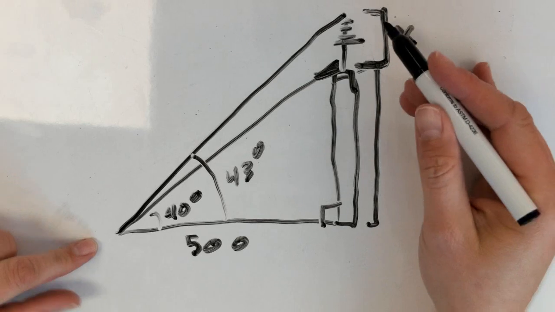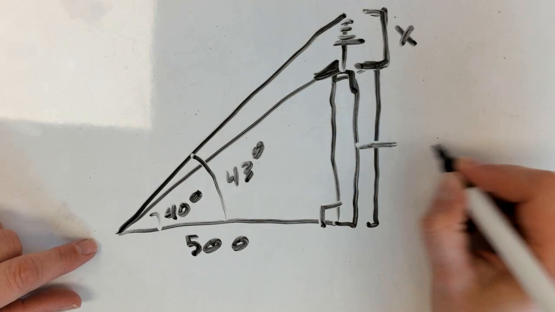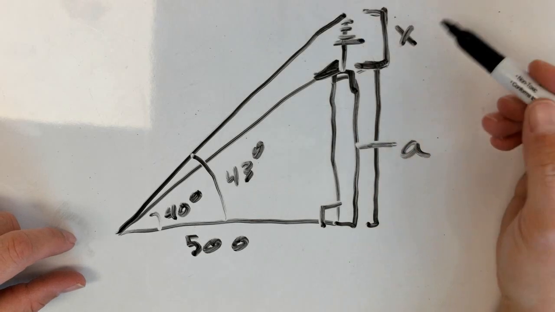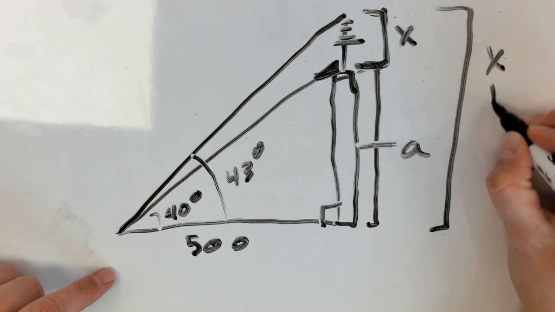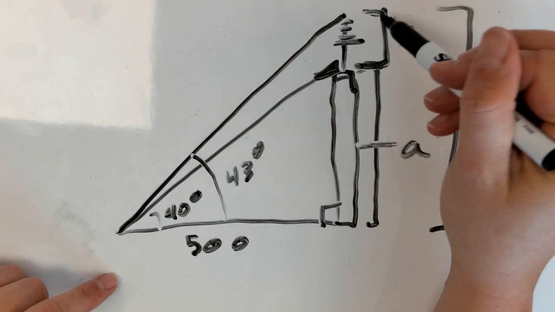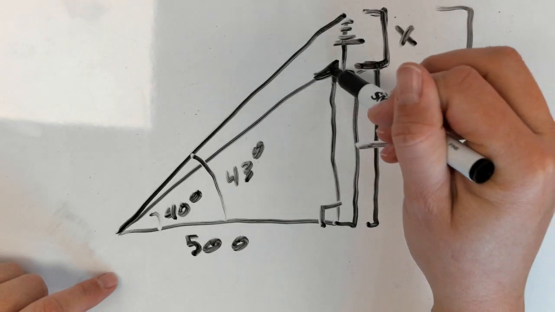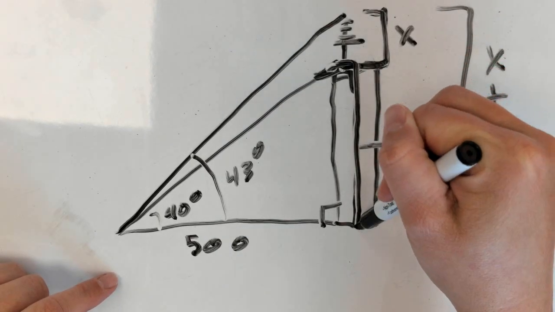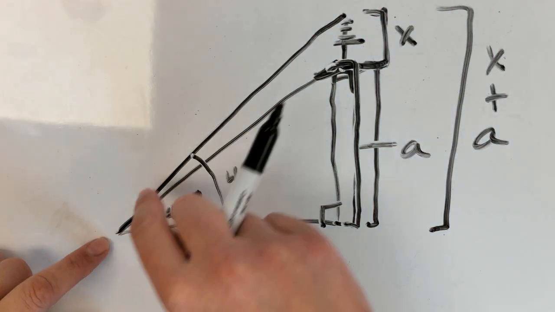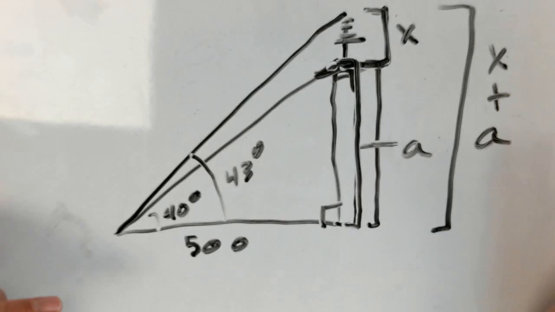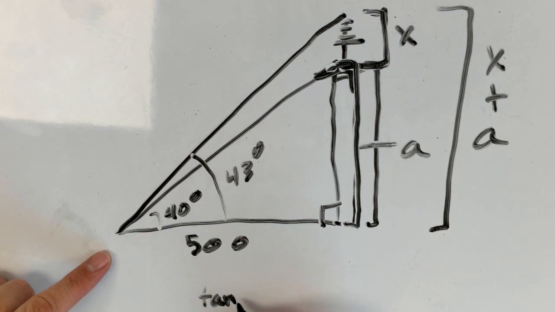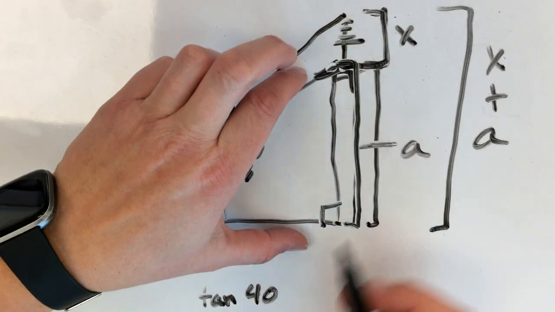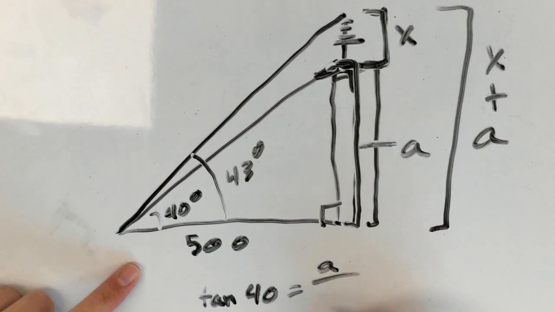If I call this little side right here A, it doesn't really matter, then the entire thing for this big triangle is X plus A. The building is height A, the antenna is height X, so for the big triangle it is X plus A. When I set it up, I have an adjacent value for both of them and an opposite value. Setting it up, the tangent of 40, looking at the small triangle, is going to be opposite over adjacent.